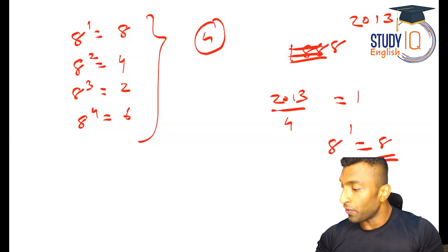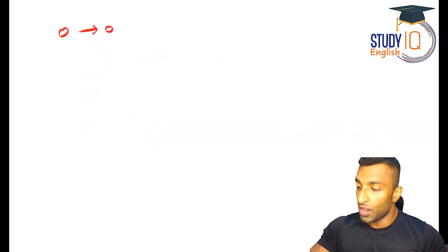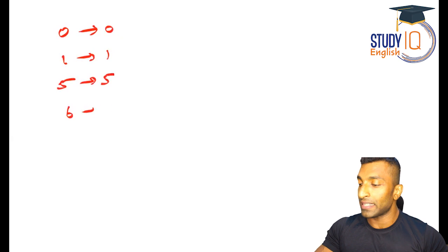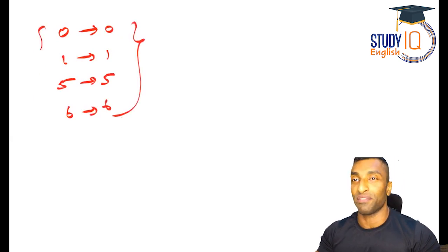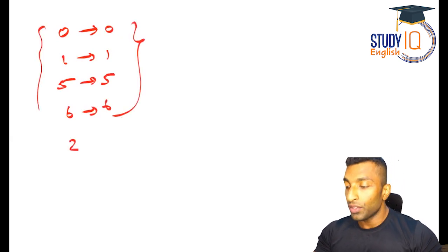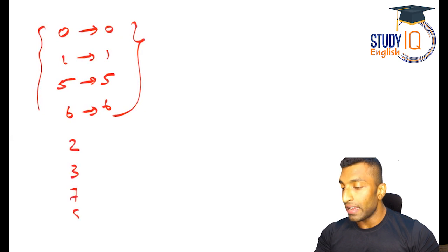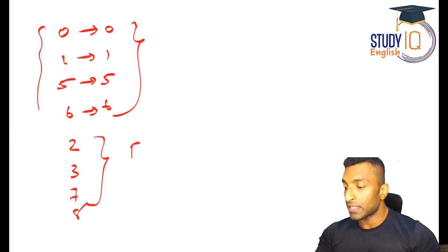So what we did so far is, if you see, 0 is going to be 0 always. 1 is going to be 1, right? 5 is going to be 5 always. 6 is going to be 6 always. So there, you don't expect questions from here. And then 2, 3, 7, 8, we have discussed power cycle as 4.